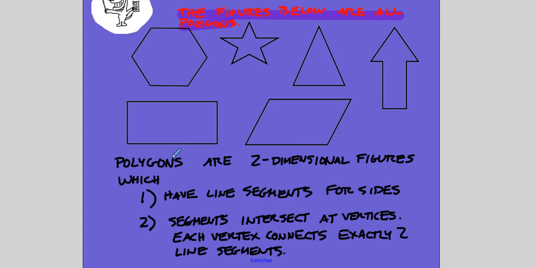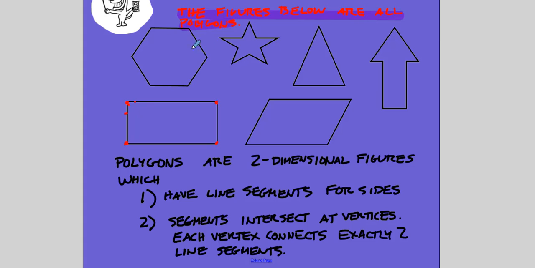So polygons are two-dimensional figures, which means they can be put on a flat surface. They have line segments for sides, and all these segments intersect at vertices. So for example, in this rectangle, there are 4 vertices. Each vertex connects exactly 2 line segments. Here, this line segment and this line segment, at that vertex, there are only 2 line segments going into it.